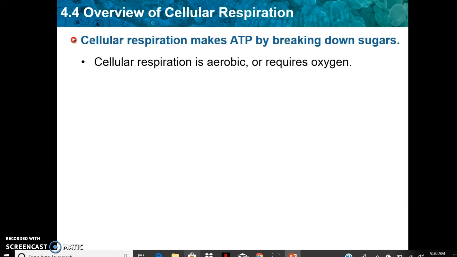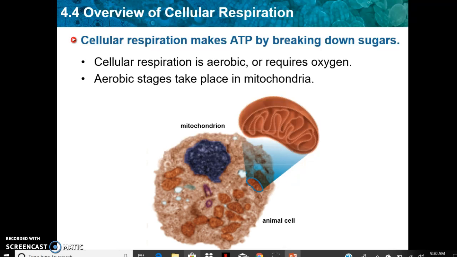Cellular respiration is aerobic. Anytime you see that word aerobic, no matter if it means exercise or if you're talking about cellular respiration, it's always going to mean that it requires oxygen. So aerobic means that it requires oxygen. This, again, takes place inside of the mitochondria. And this is just an electron microscope colored picture of a mitochondria.